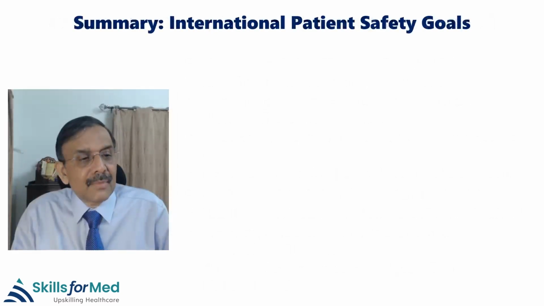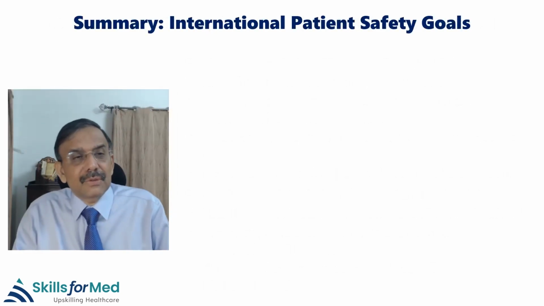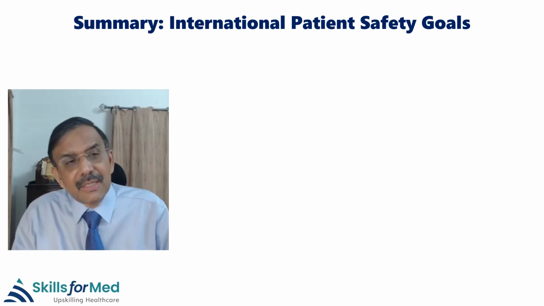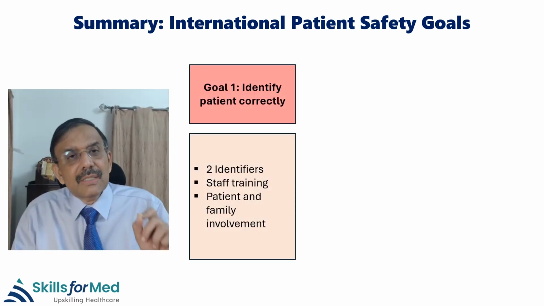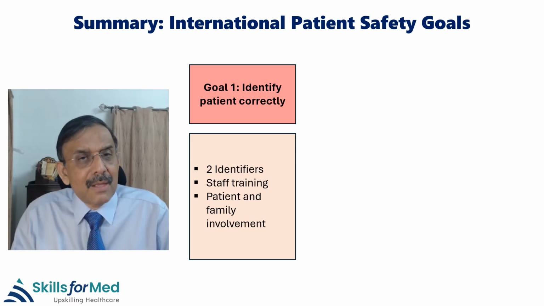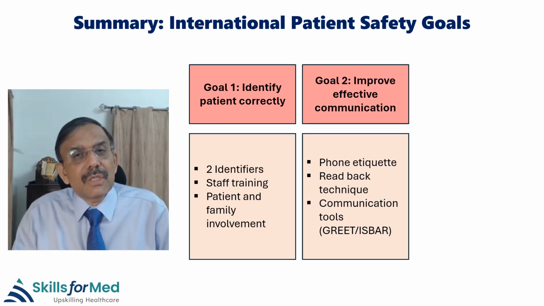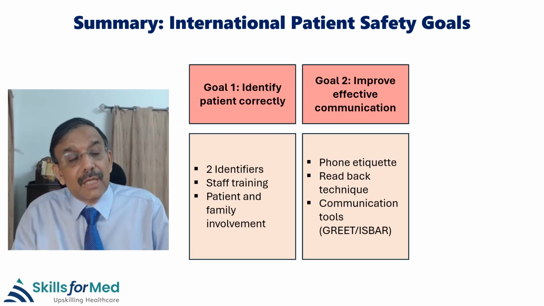So we have come to the end of this webinar, and to summarize the 6 international patient safety goals. Goal 1 is correctly identifying the patient. So always use 2 identifiers. Staff training, very, very important that everybody uses these 2 identifiers, and involve the patient and family. Goal 2 is effective communication. I talked about phone etiquette, read back technique, and communication using communication tools like ISBAR and GREET.